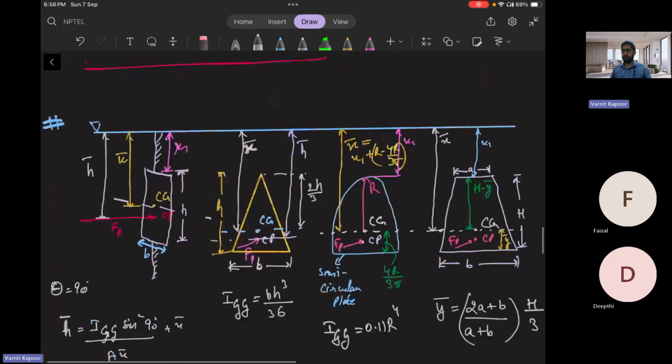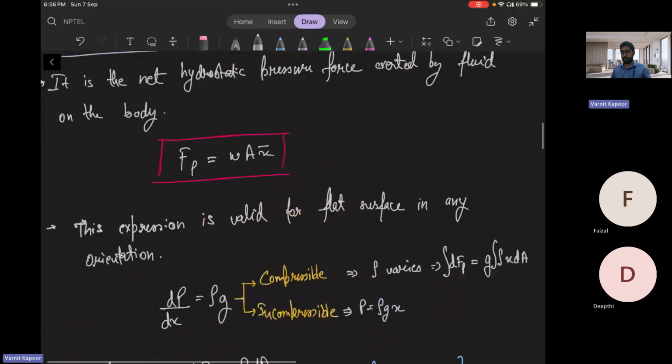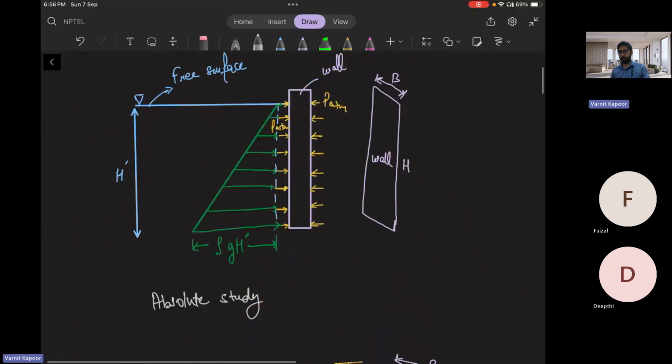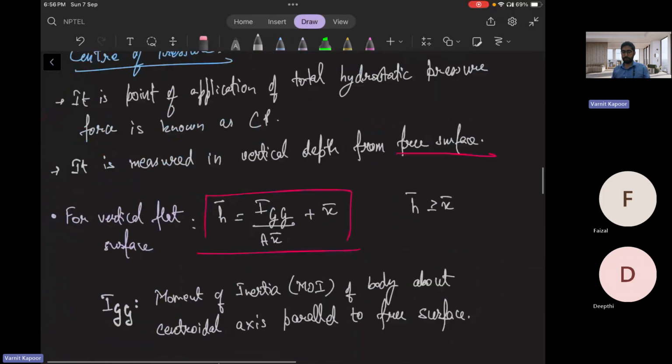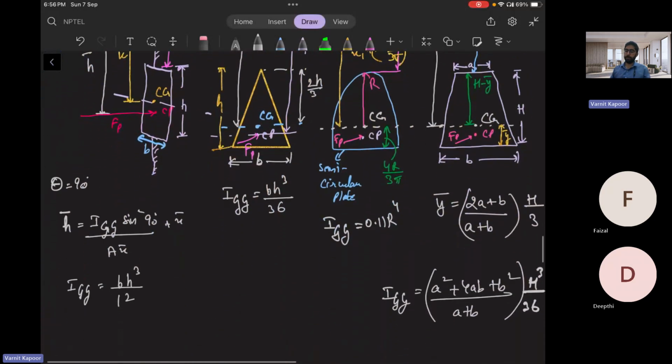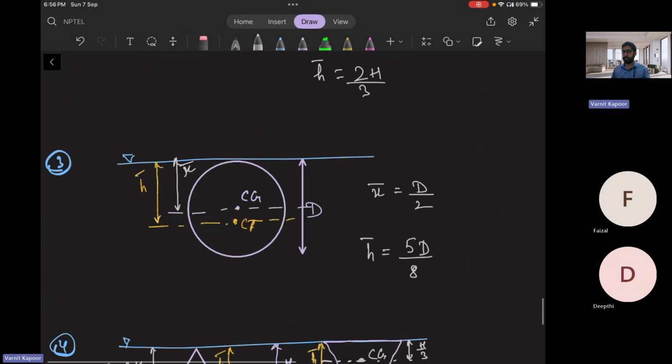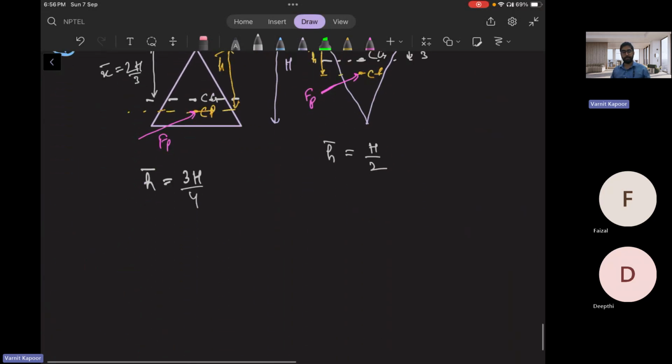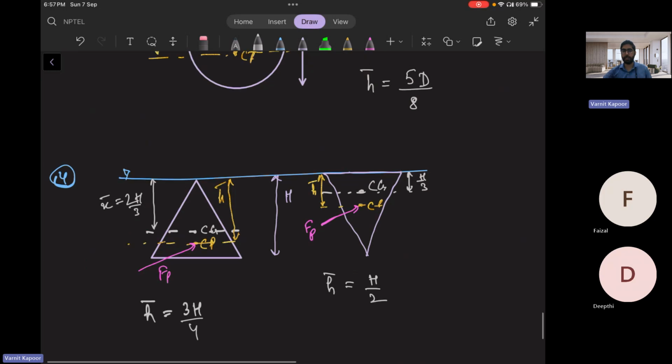So I think I've covered all the cases so far for calculating the pressure force, how we calculate the pressure forces, at what point they are acting for different orientations of the plates, and the values of H bar, Ig. Okay. Now we will start with pressure diagram. So I'll just take a 2 to 3 minute break, and then we'll join. Meanwhile, you recap what has been done.